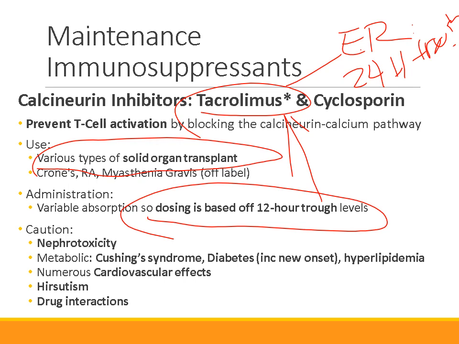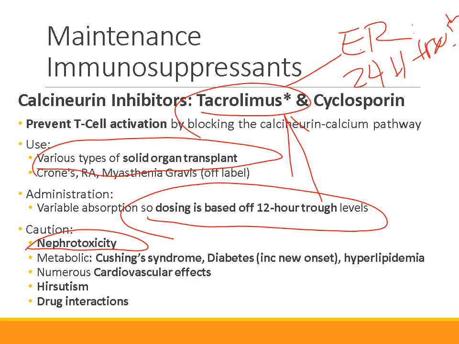Cautions with the calcineurin inhibitors. One big one here is nephrotoxicity. Remember, we talked about this earlier in patients who have kidney transplants, how sometimes that can be a problem, especially if there's delayed graft function.